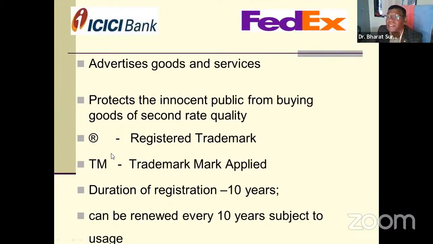R with a circle, registered trademark. TM means you have applied for the mark and are yet to get permission from the government of India. Duration is 10 years. It can be renewed every 10 years subject to usage. So Tata, Bata, how long they have been in the market. Every 10 years they pay the renewal fee so that no one can copy. You can see some products written with R in a circle, which means they got the trademark. TM means you applied and are yet to get permission from the government of India.